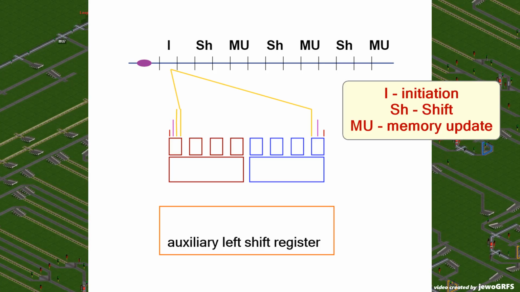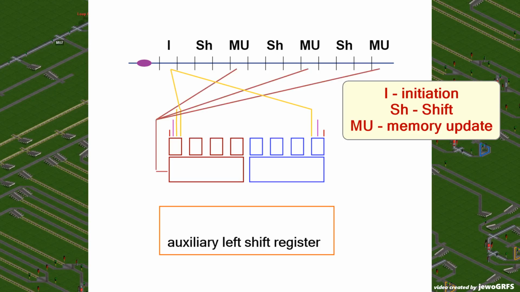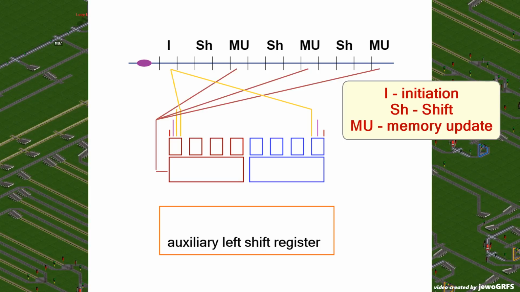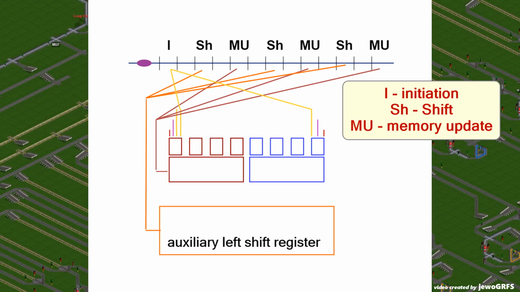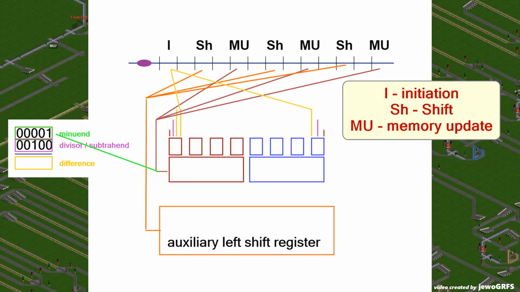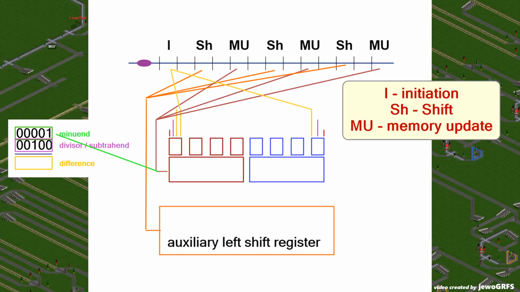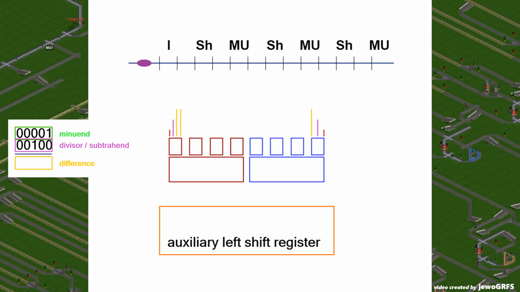Not only do they provide the right signal at the right moment, but they also trigger updates of the memory cells of the auxiliary left shift register, and they update the input memories to our subtraction circuit. So let's have a look at how this is working from this side.